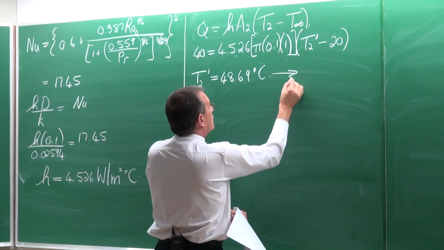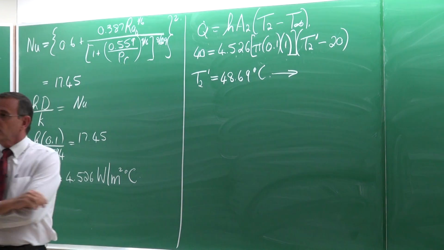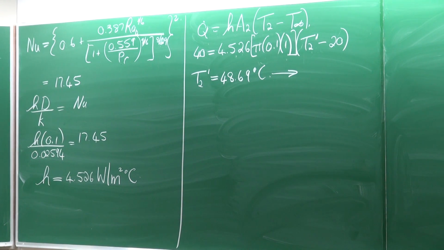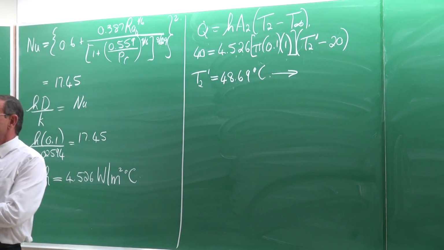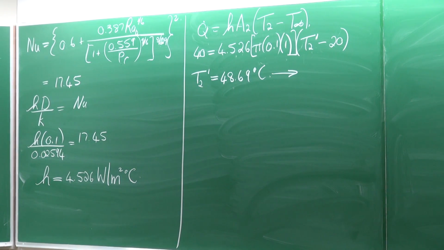Right, so what do we do now? We need to iterate, because obviously all these properties were based on the assumption of 40 degrees Celsius. But our calculation shows it is almost 49 degrees Celsius. So you can now go back and put in this value, or you can put in a new selection of 45 or whatever.